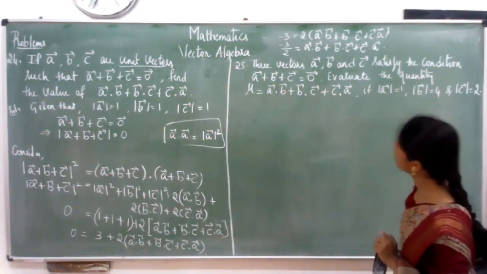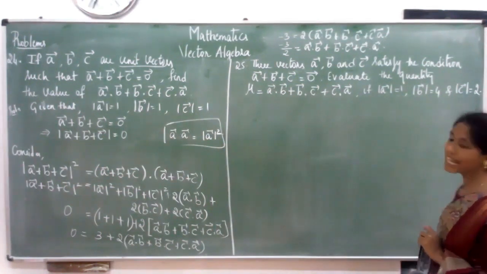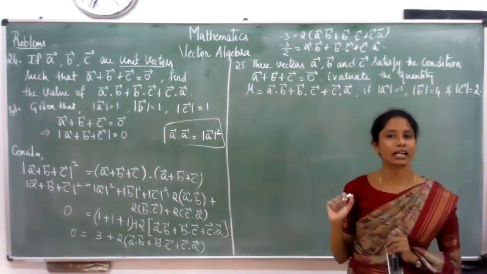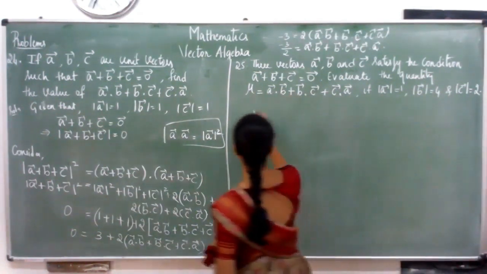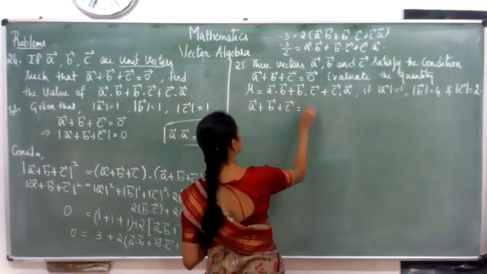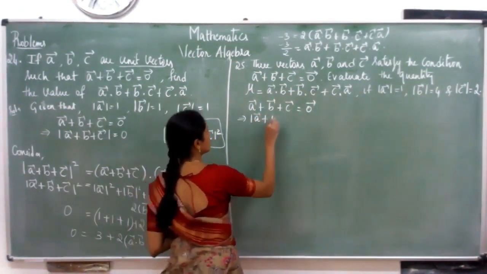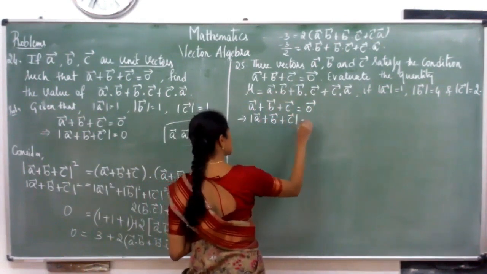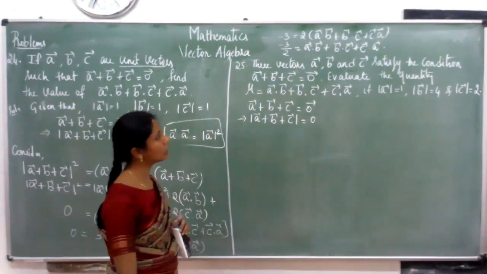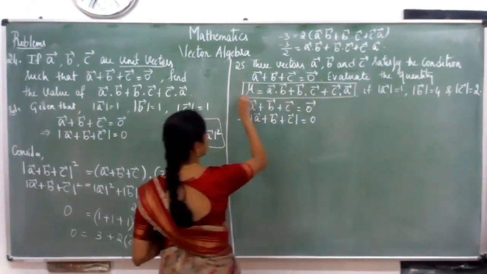So here they have given 3 vectors, vector A, vector B and vector C, which satisfy the condition. They have given that again the sum of these 3 vectors is a 0 vector. So from this we can understand that when the sum of these 3 vectors is a 0 vector, this definitely implies that the magnitude of the sum of these 3 vectors will be 0. Next, evaluate the quantity. Again, we need to find this value.